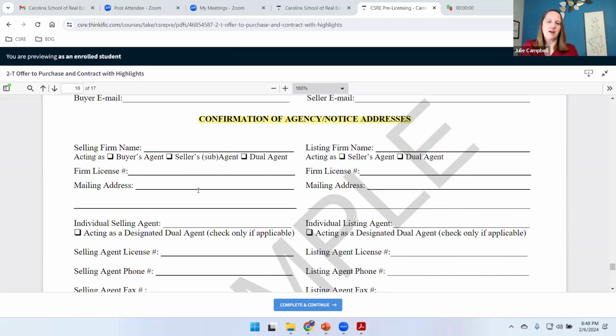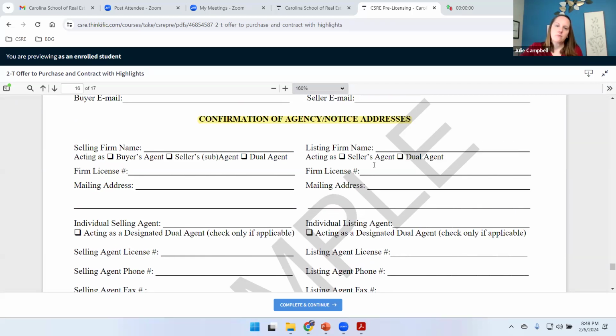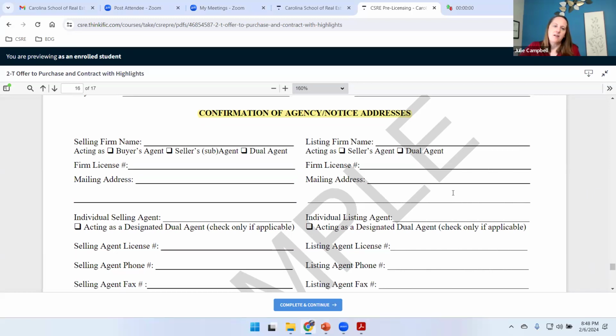We go through that same little exercise on the right with the sellers, the listing firm. We have to identify our role in writing at the time we present the offer. So again, the forms committee handles that for us. What is the listing firm acting as? Are you acting as a seller's agent or a dual agent? What's the firm's license number? And then again, the individual listing agent, if they're acting as a designated dual agent, license number, phone number, and email. So our confirmation of agency and how do you want to communicate with each other.